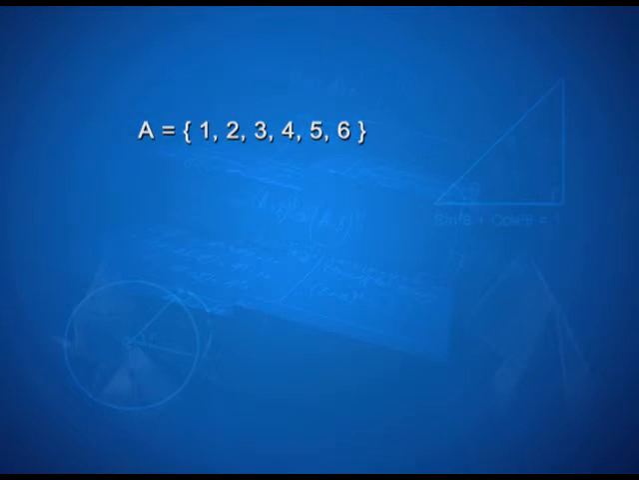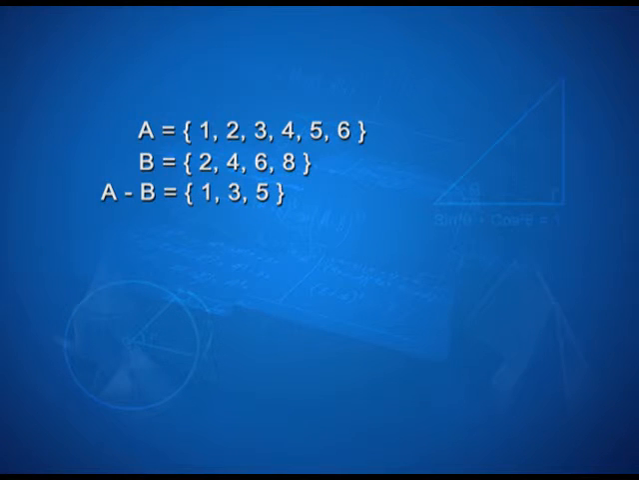Let A be a set containing the elements 1, 2, 3, 4, 5, 6, and let B be another set containing the elements 2, 4, 6, and 8. Then the difference of set, that is A minus B, will be the elements of A that do not belong to B. Therefore, A minus B will be the set containing the elements 1, 3, and 5. B minus A, that is, the difference of B and A, will be the set of elements which belong to only B but not A. And we can see that B minus A will be the set of element 8. It is noteworthy here that A minus B does not come out to be equal to B minus A.